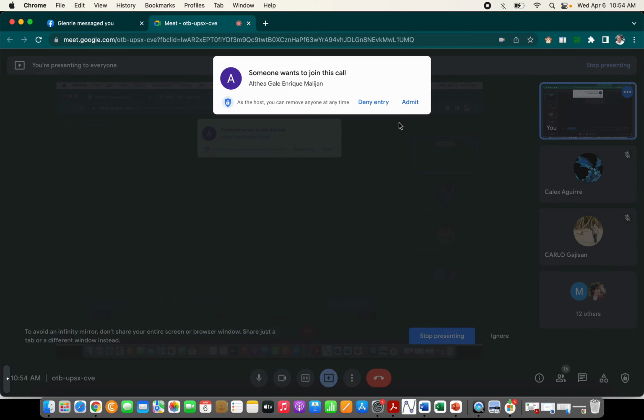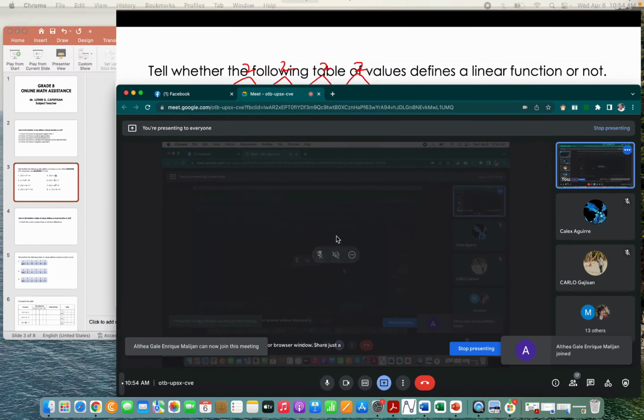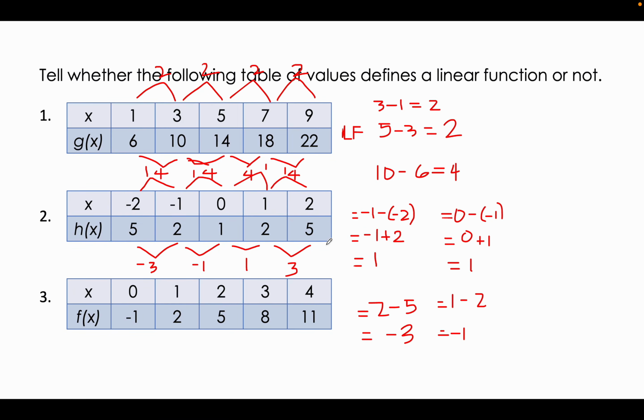So automatically, this is not a linear function. Okay? Hindi siya linear function. Kasi sa first level here, there is no common difference. Are you following? So not a linear function.